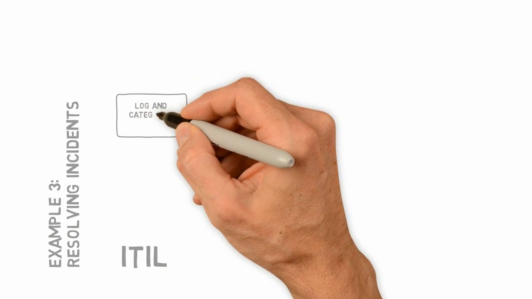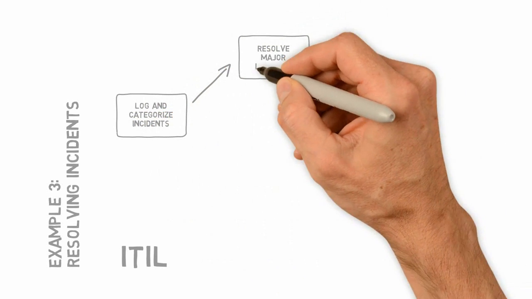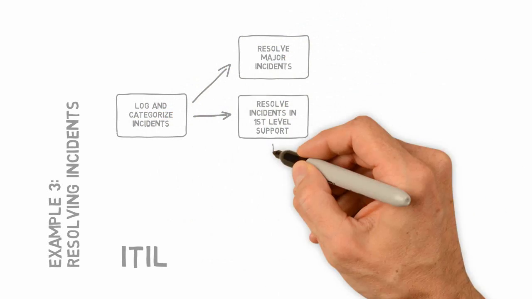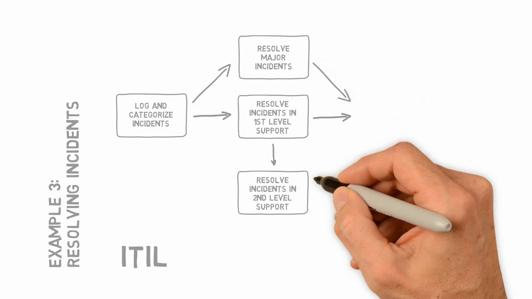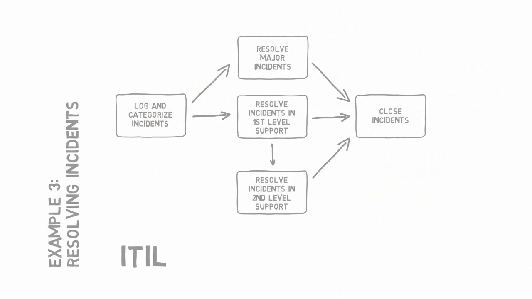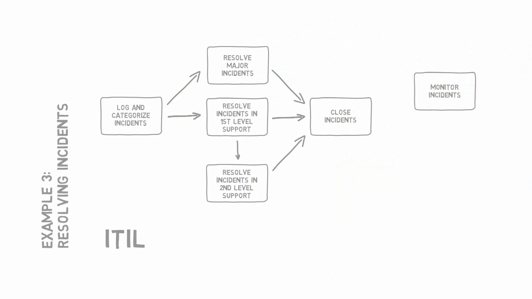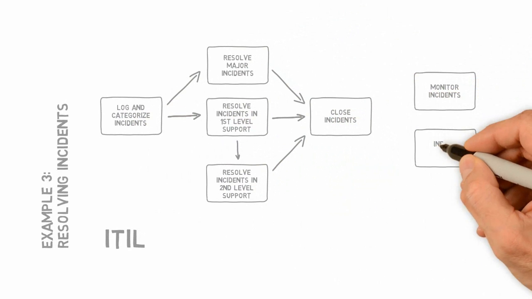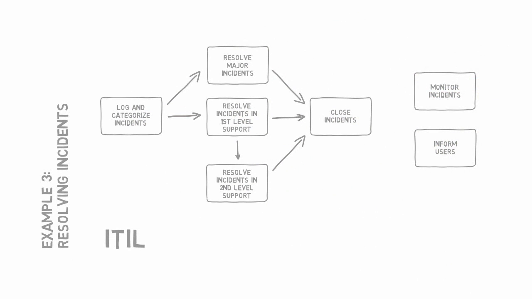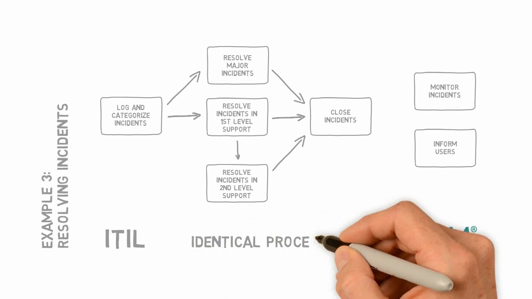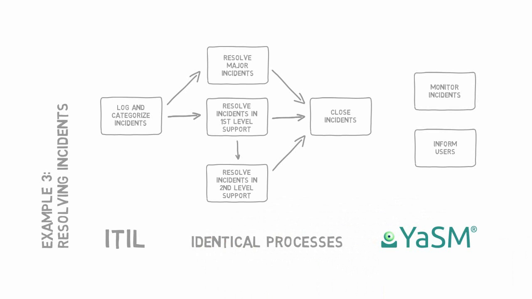For instance, in incident management. ITIL suggests that incident management should include activities for logging and categorizing incidents, resolving major incidents, resolving incidents in first-level support and in second-level support, and also for the formal closure of incidents. Open incidents should also be monitored while support staff is busy resolving them, and users should be kept up to date about the progress. This will probably look very familiar to you, because this way of dealing with incidents is used in many organizations. It's established best practice and works well. So we included an identical process in the YaSM model. It simply didn't make sense to reinvent the wheel.